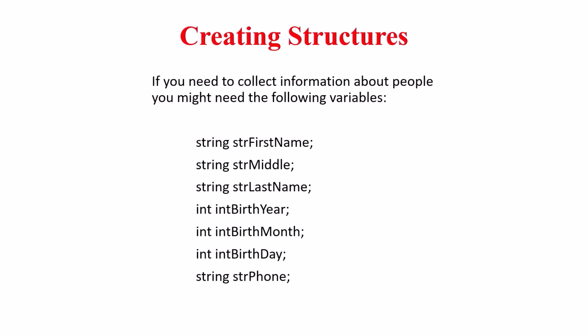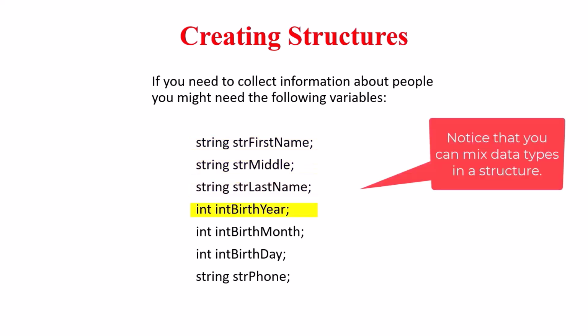Let's take a look at, let's say you're writing an application that needs information about people. And if you need to collect that information about people, you might need the following variables. A first name, string middle initial, string last name, integer with the birth year, birth month, birth day, and maybe the phone number. And you might want other things too, street, city, address, all that kind of stuff. But we're going to keep it simple now and just put these pieces in there.